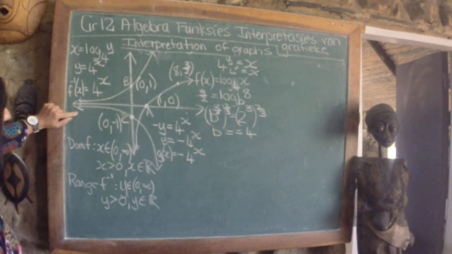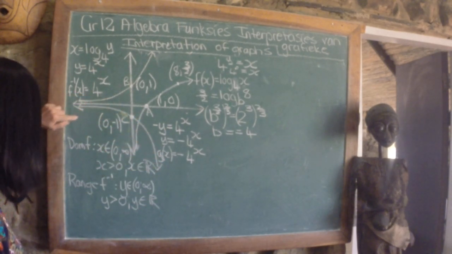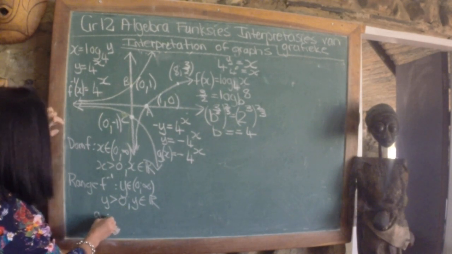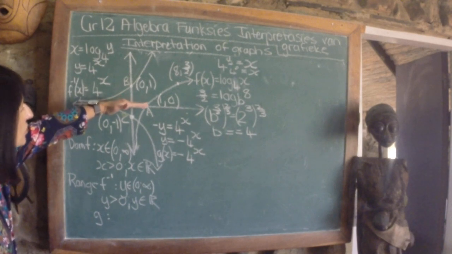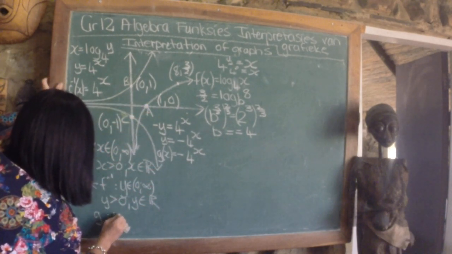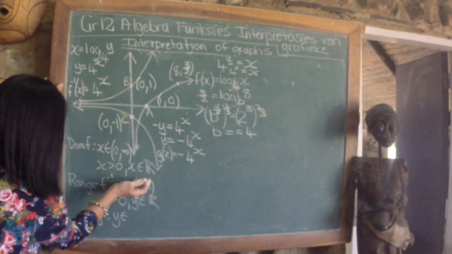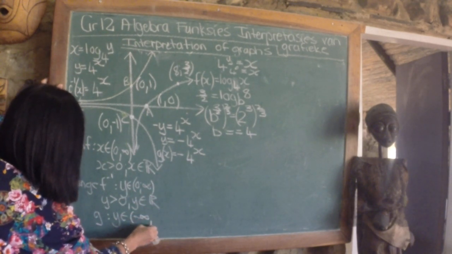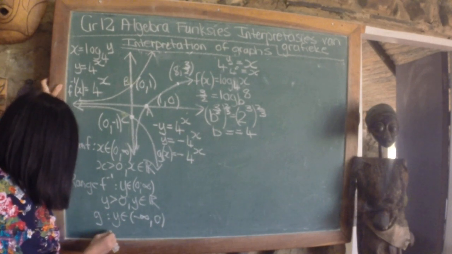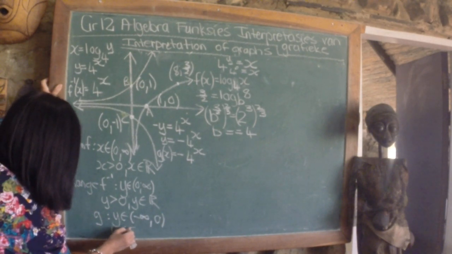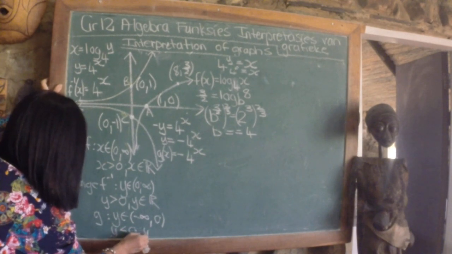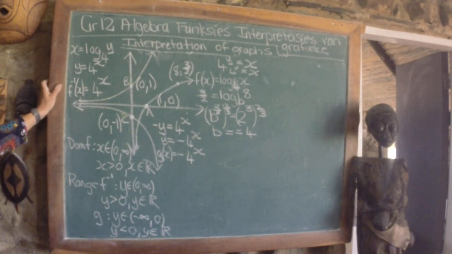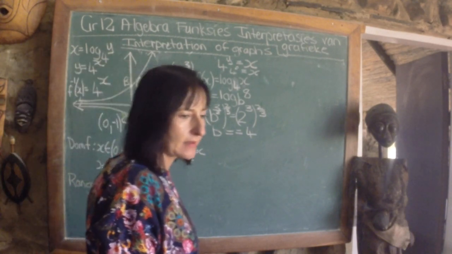As ons gaan kyk na die waardeversameling van ons refleksie, G, that's now the range of G, then it's all the y values smaller than 0. So dit gaan wees y element van from minus infinity up to before 0 of y is kleiner as 0, y element van r. Okay, there we've got that.